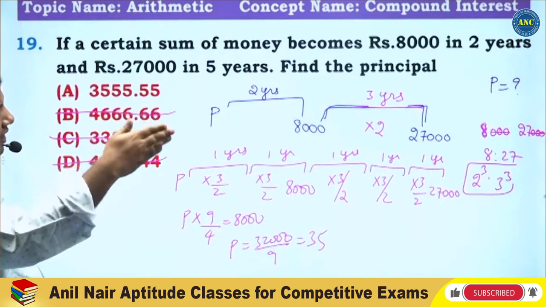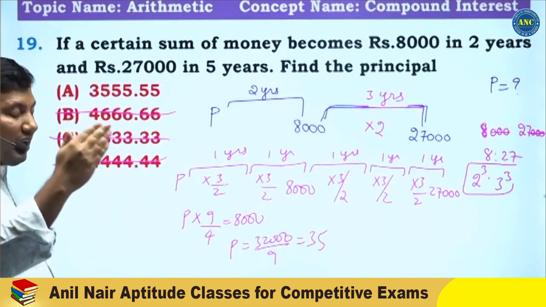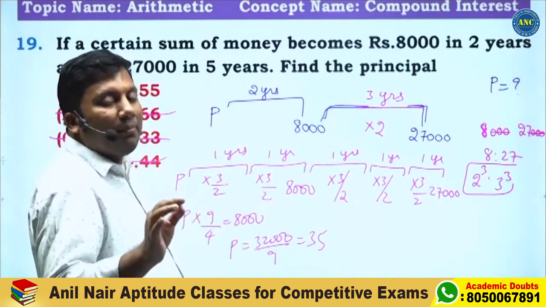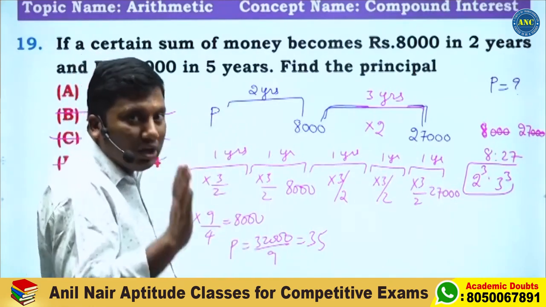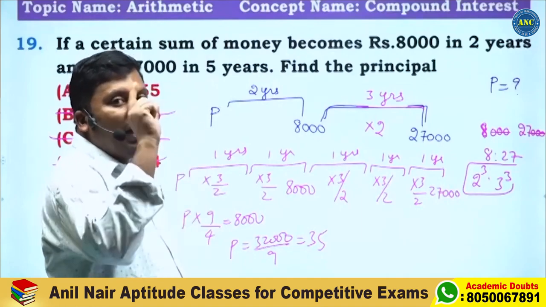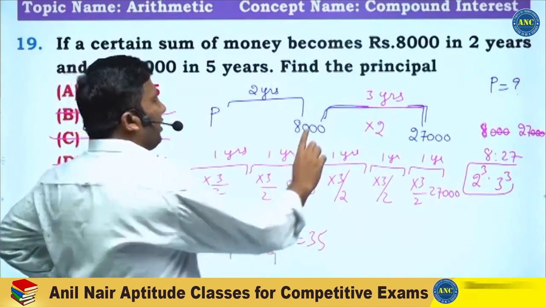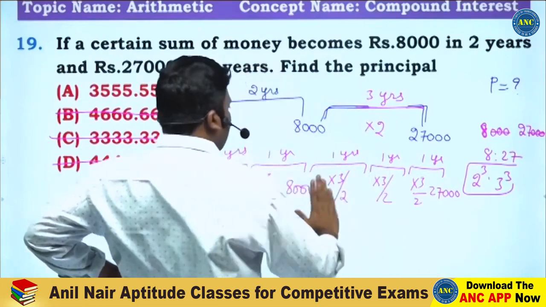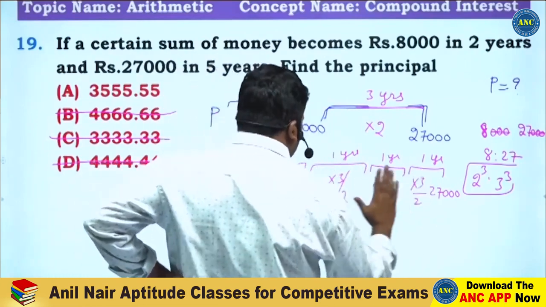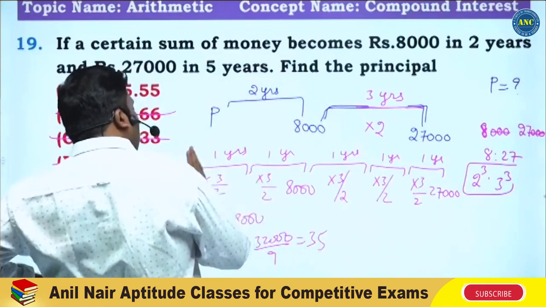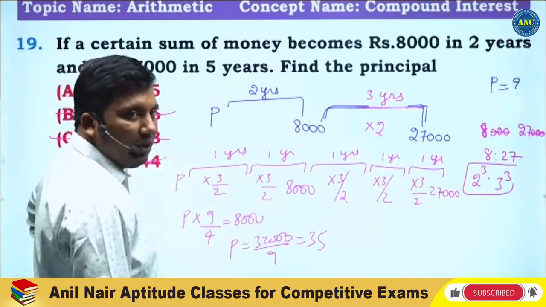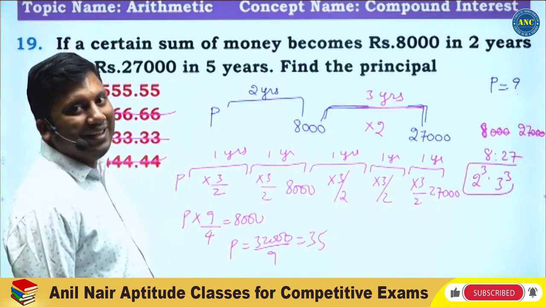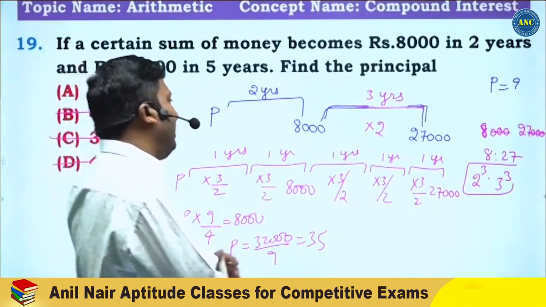8,000 is becoming 27,000. The multiplication factor is 27 by 8, which is 3 by 2 whole cube. 3 by 2 is multiplied 3 times. That means 3 years should be equally distributed in 3 times: into 3 by 2, into 3 by 2, into 3 by 2. So 2 years are also equally divided: into 3 by 2, into 3 by 2. I hope the idea is clear.